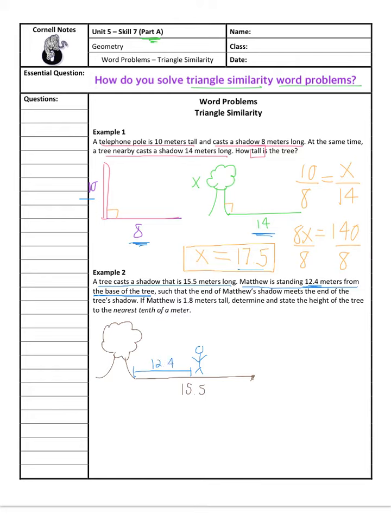Okay. Now, if I keep reading, it says such that the end of Matthew's shadow meets the end of the tree's shadow. So all that's saying is that this distance from Matthew to the end of the tree's shadow is going to be Matthew's shadow. Their shadows are going to end at the same point.